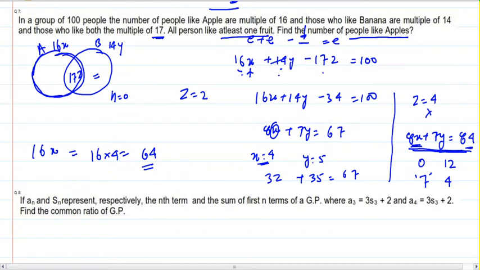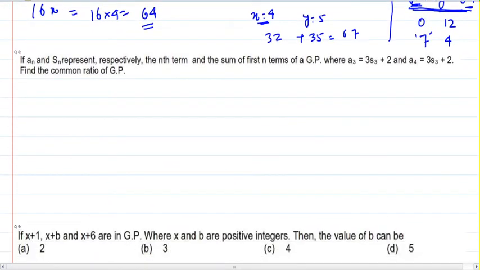Let us try another problem. If An and Sn represent respectively the nth term and sum of first n terms of a GP, where A3 is equal to 3 times S3 plus 2 and A4 is equal to 3 times S3 plus 2, find the common ratio of the geometric progression.